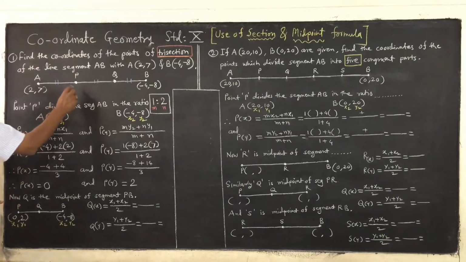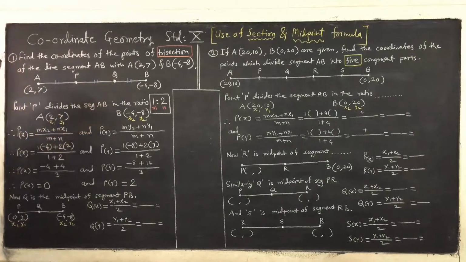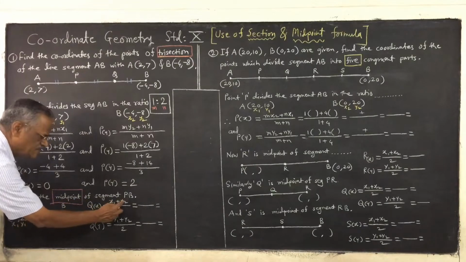Now if you consider PB segment, Q is definitely midpoint there. To calculate the coordinates of Q point, you can use the midpoint formula. And what is the midpoint formula? X coordinate of Q, x1 plus x2 upon 2.